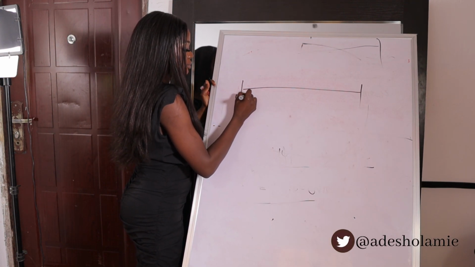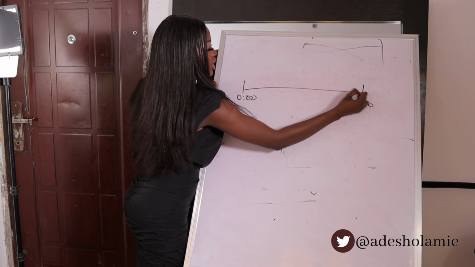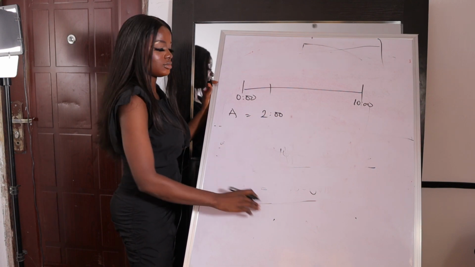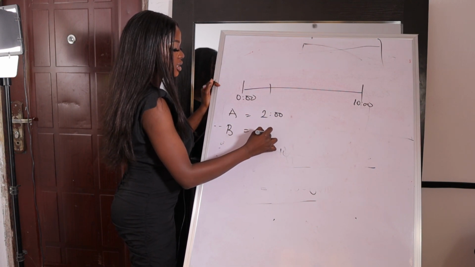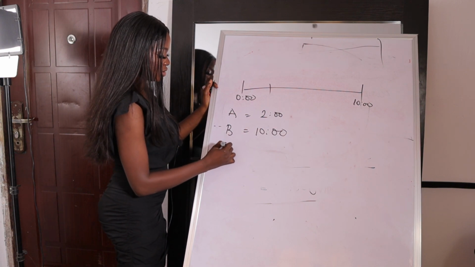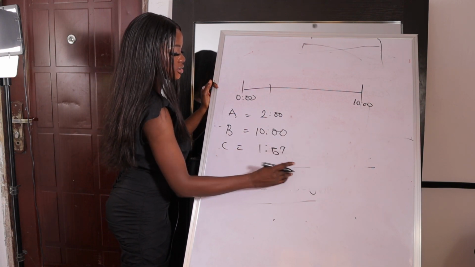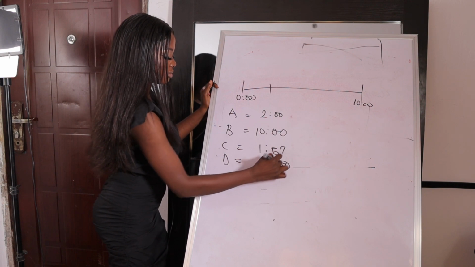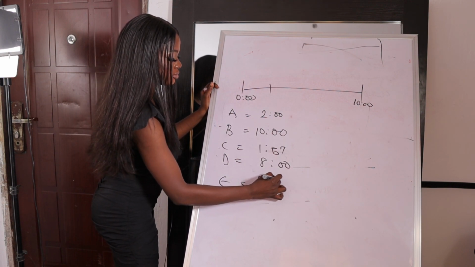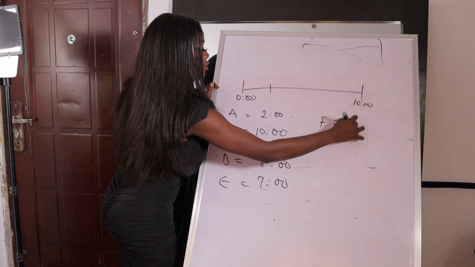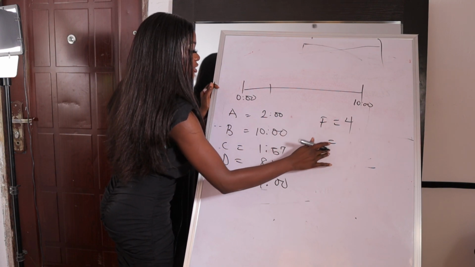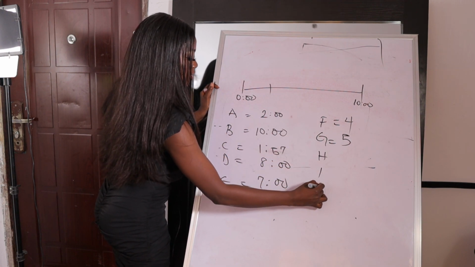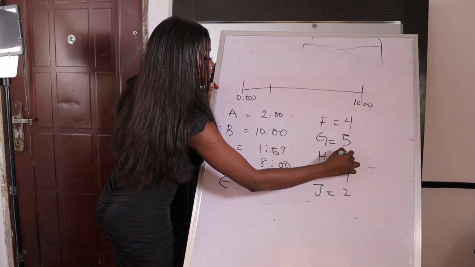So this video is going to be 10 minutes long. If A watches my video for 2 minutes, B comes and watches my video for 10 minutes, C comes, watches it for 1 minute 57 seconds. D comes, watches it for 8. E comes, watches for 7. F for 4. G 5. H, I, J: 2, 1, 4.